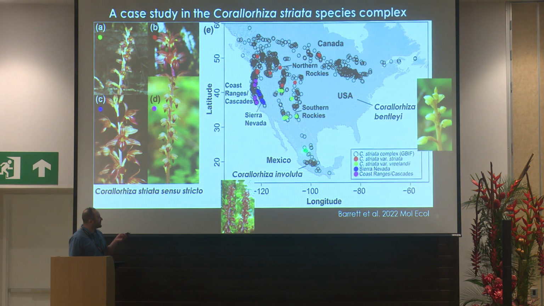Okay, so here is a general distribution of the complex from southern Mexico up to western Canada, across the Rocky Mountains, Great Lakes, and into the Canadian Maritimes. John just talked about the Corallorhiza striata complex. You have Corallorhiza bentleyi here, known from about 12 populations in eastern North America, so very rare, I would argue endangered. And then Corallorhiza involuta, about which we know very little, in southern Mexico. And then we have this widespread variable thing that I'm going to call Corallorhiza striata sensu stricto. That's all the way from Mexico up into Canada, and it's quite morphologically variable.